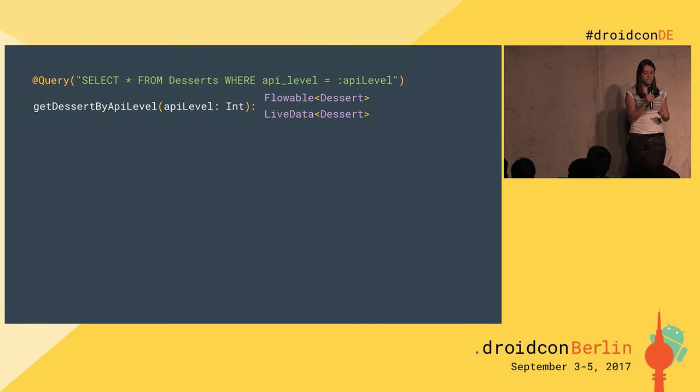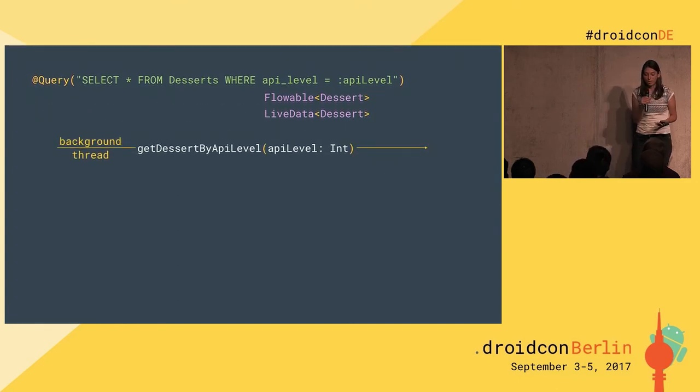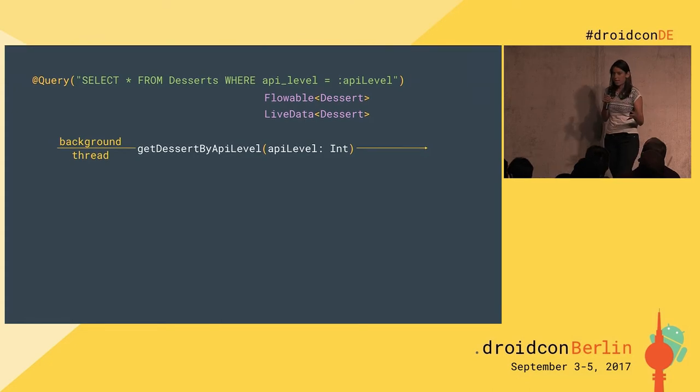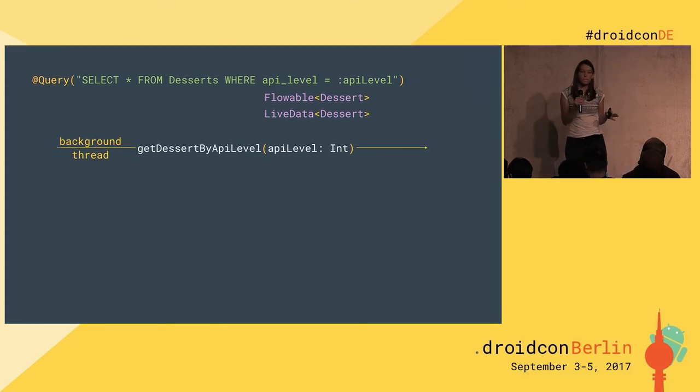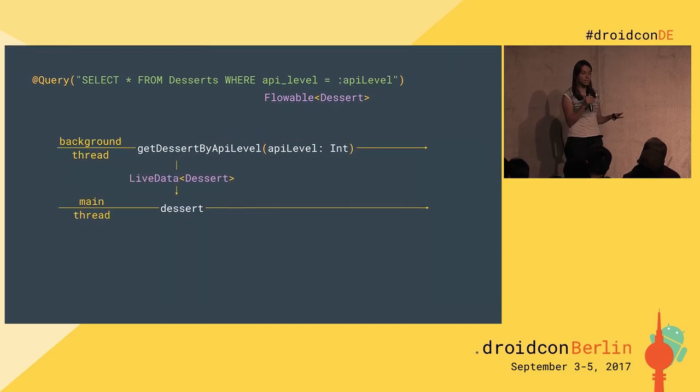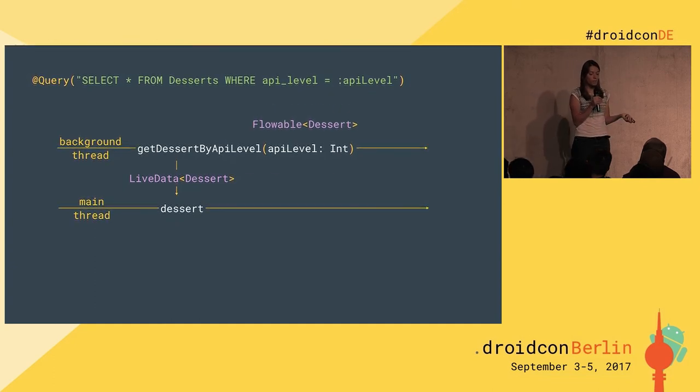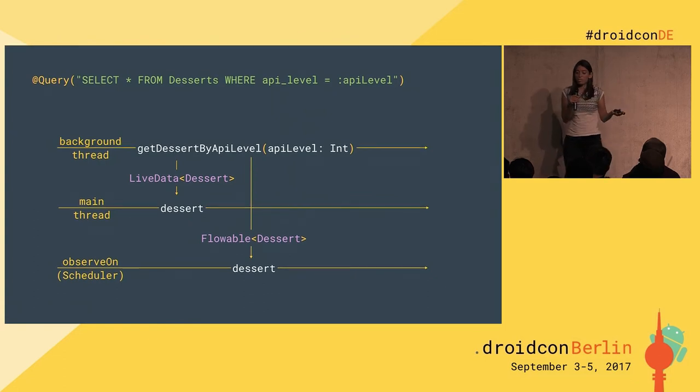OK, let's talk about the threading part. So where things happen. One thing that Room guarantees for you is that both, if you're using a flowable or a live data, the actual query itself is happening on a background thread. But then if you're using a live data, the result will be given on the main thread. So you'll be notified on this on the main thread. With RxJava, you're just going to get the result on whatever you set on observe on.